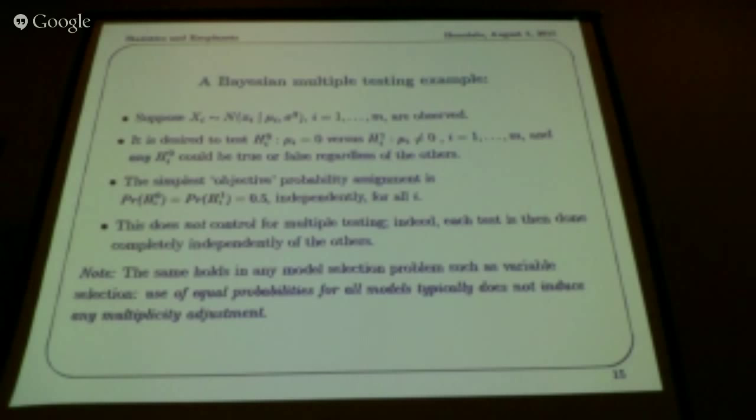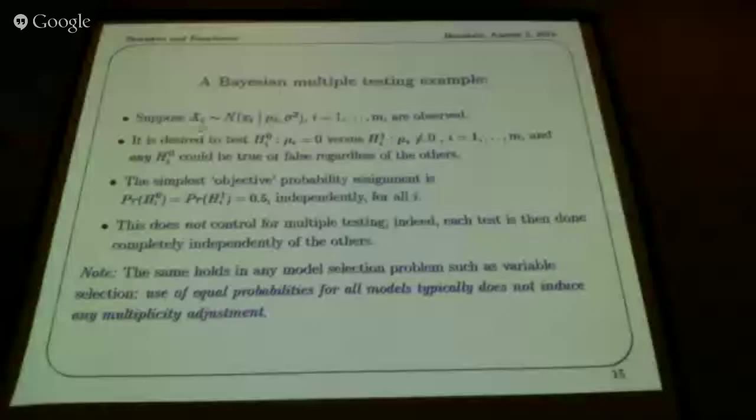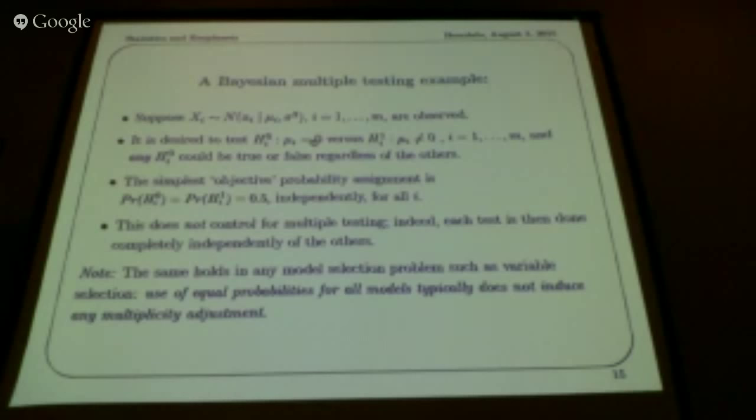And so here's a very simple scenario of Bayesian multiple testing. Suppose I have x_i that's just normal with mean mu_i, variance sigma squared. And I'm now testing that each x_i has a different mu_i. And I want to test mu_i = 0 versus mu_i not equal to 0. Okay? And each of these null hypotheses could be true or false regardless of the others. So I have a large number of tests, each of which could be true or false. And I now have to settle a Bayesian analysis of this problem.